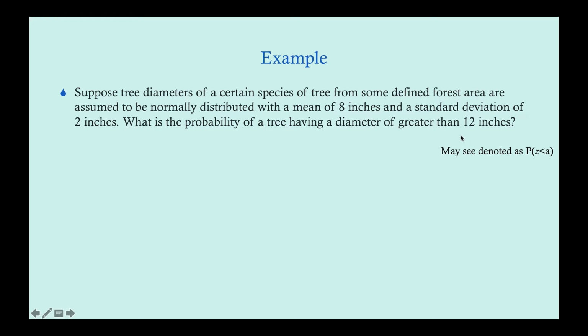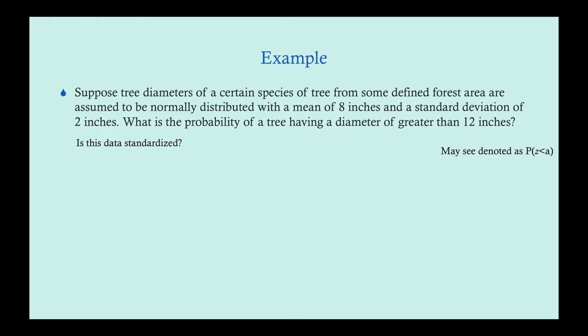So your first step, whenever you're given a question like this, is to find the z-score. That's always your first step. So find the z-score for 12 inches. That will give you the probability of falling below that. And if you know the probability of falling below that value, then you can easily find the probability of falling above that value. It's just 1 minus the probability of falling below the value.